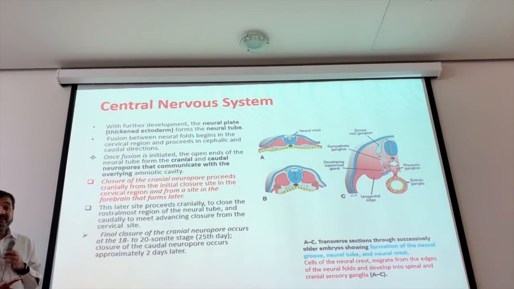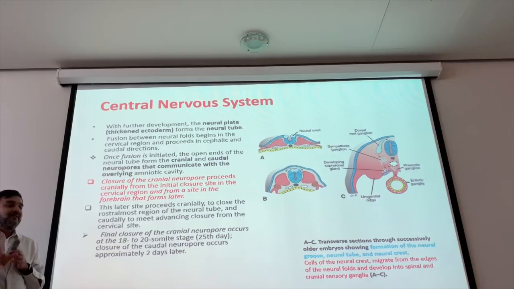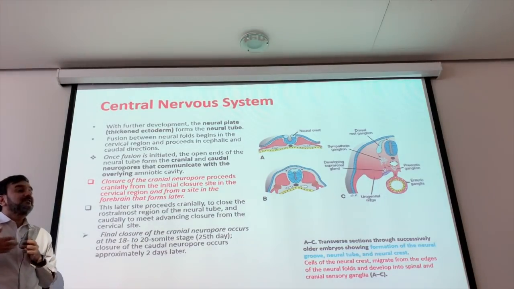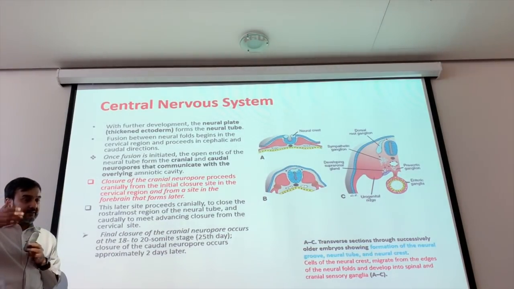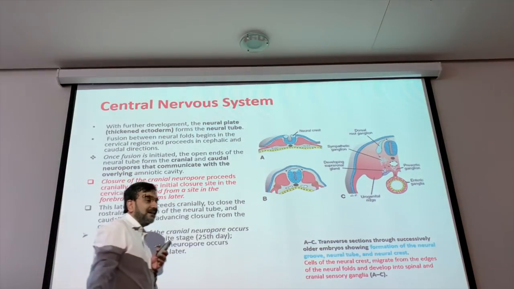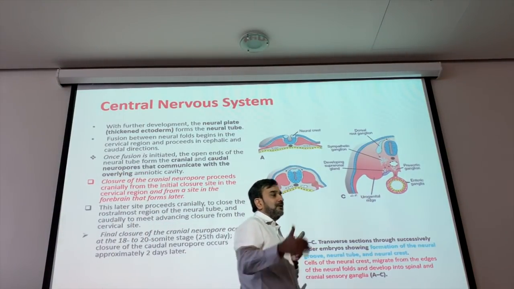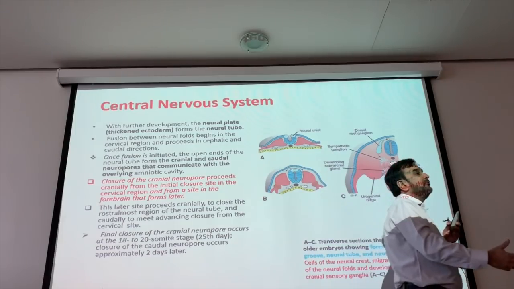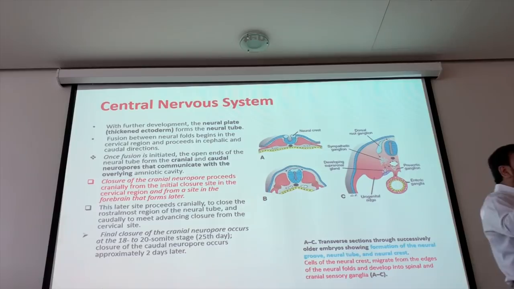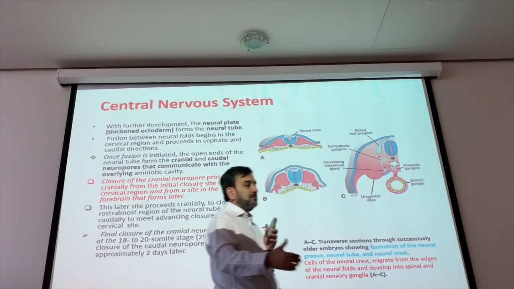But sometimes, you have neural tube defects and you do not have the closure of the cranial neuropore, or you do not have the closure of the caudal neuropore. So that leads to neural tube defects. So that's why you need to know there is a cranial neuropore and there is a caudal neuropore. Non-fusion of cranial neuropore or the caudal neuropore will lead to neural tube defects.